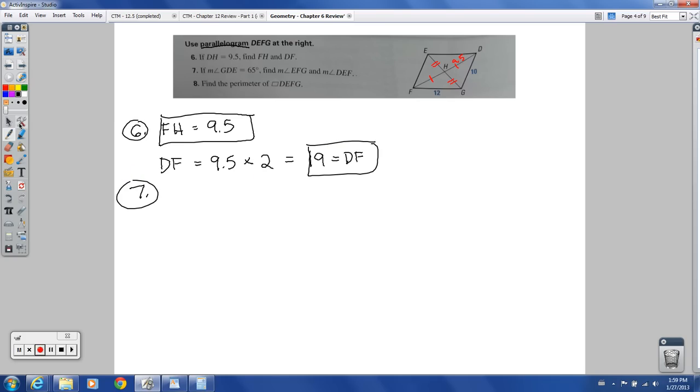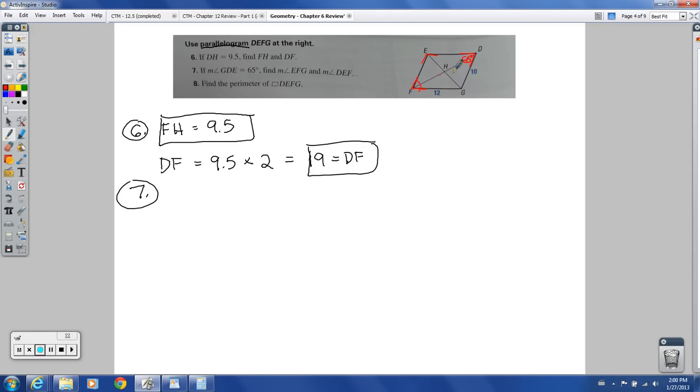Number 7, I will get rid of this stuff. I'm going to keep drawing on this picture for each one separately. So if angle GDE is 65, G, D, E. That's starting at G, going to D, and then going right there to E. They're saying that whole angle is 65 degrees. Find the measure of EFG. So find this one, and find DEF. So find this one. Here's D to E to F.